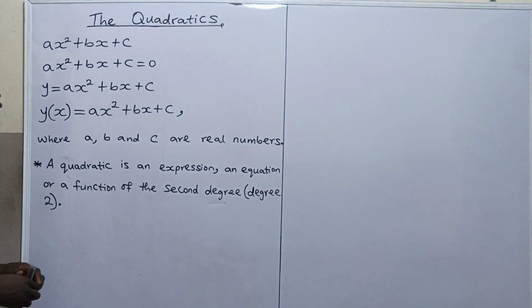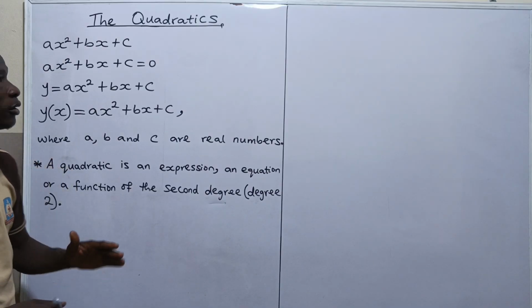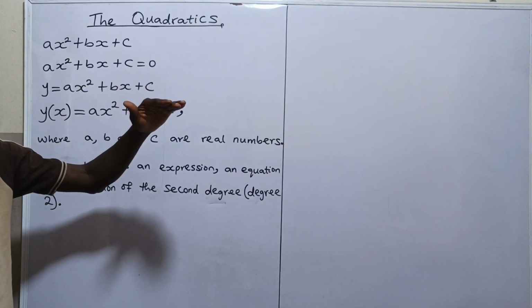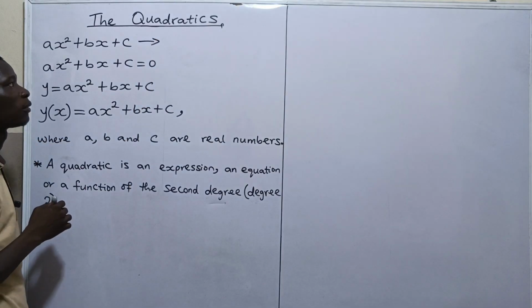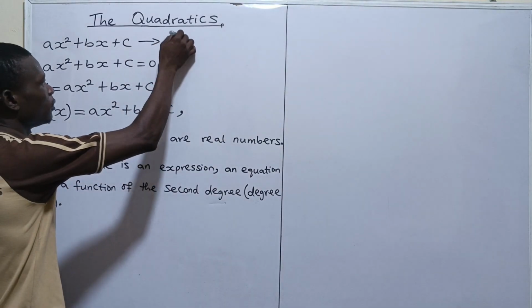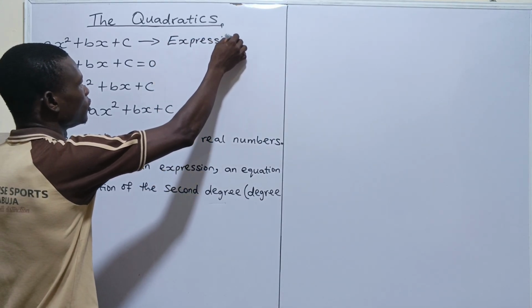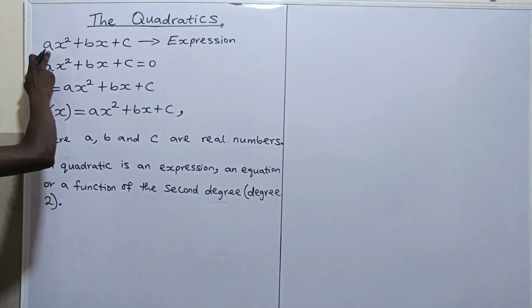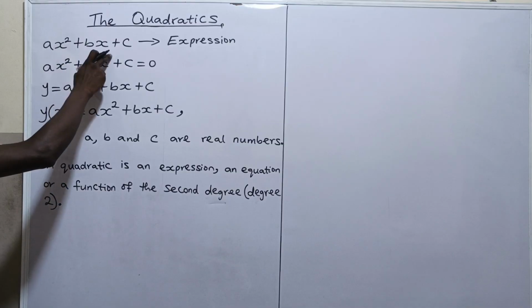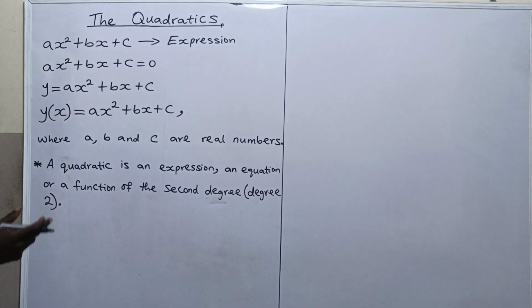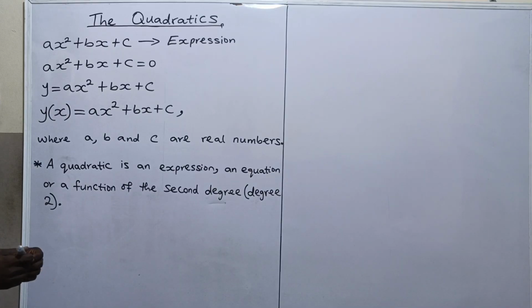So, an expression does not carry an equal sign. So, the one that satisfies the definition of an expression here is the first in line. So, this is what we call the mathematical expression. It is just a combination of numbers A, B, and C, variables, the variable x, and the mathematical operators, addition sign, subtraction sign, multiplication sign, and the division sign.